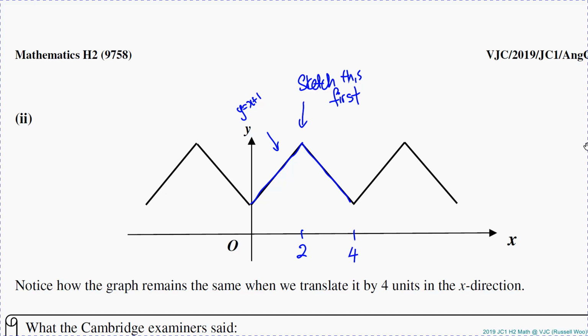Okay? What is the x plus 1 curve? Sorry, it's actually a straight line. X plus 1 is a straight line. So, you can tell that this is a straight line with gradient 1. When x is 0, y is 1. Correct? So, we have to label this one. 0, 1. This one must label.